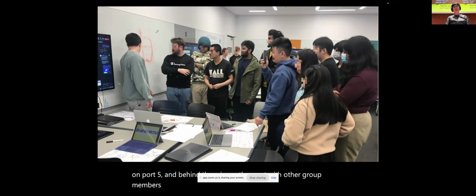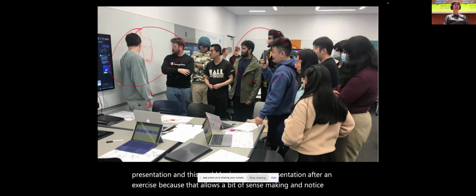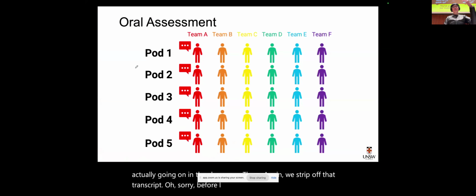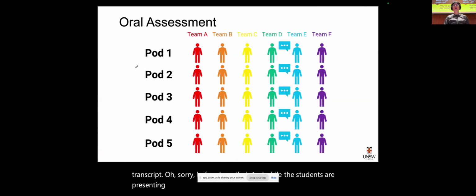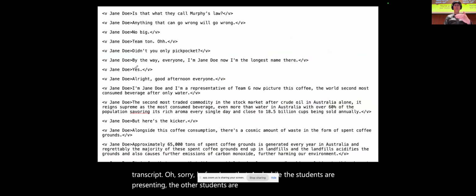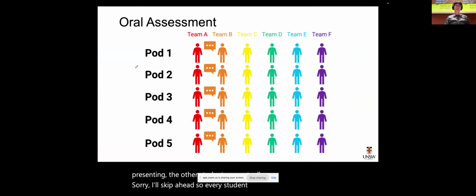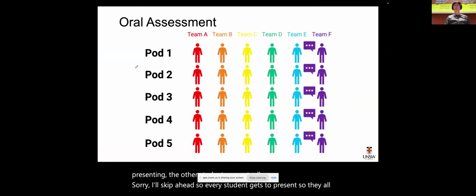And what we're asking the students to do is give a presentation, and this could be an impromptu presentation after an exercise because that allows them a bit of sense making. And notice that there's a student filming because he's trying to collect what's actually going on in the classroom there. Again, we strip off that transcript. Oh, sorry, before I said that, while the students are presenting, the other students are actually, I skipped ahead. So every student gets to present, so they all hear each other's presentation.